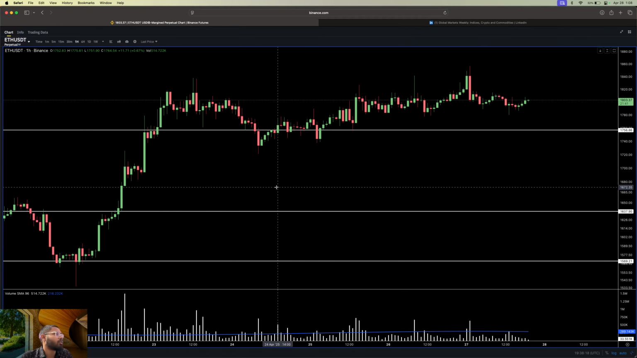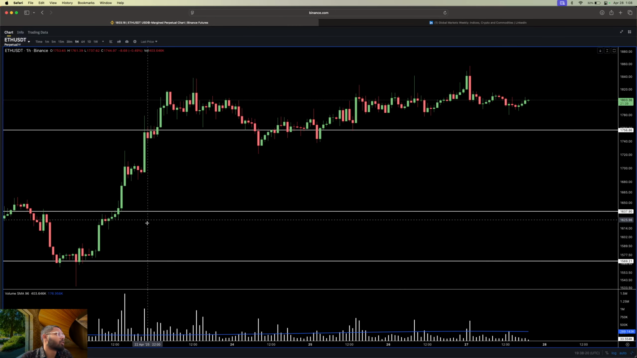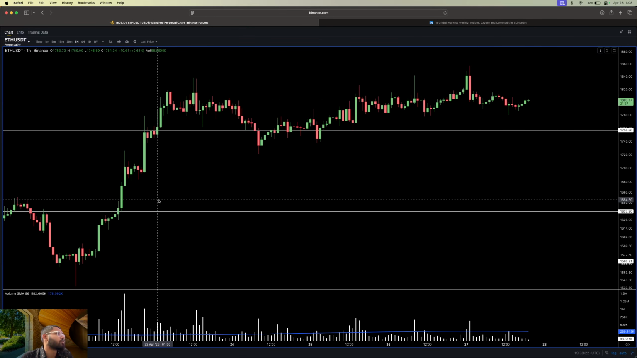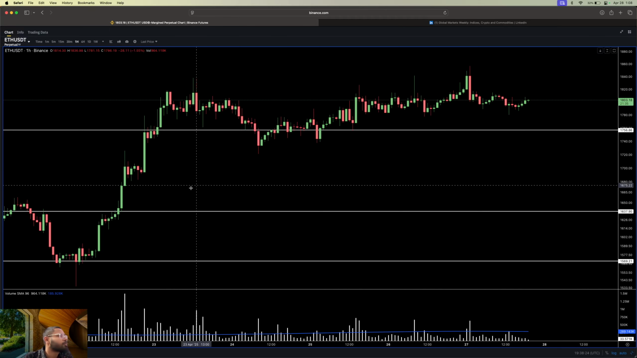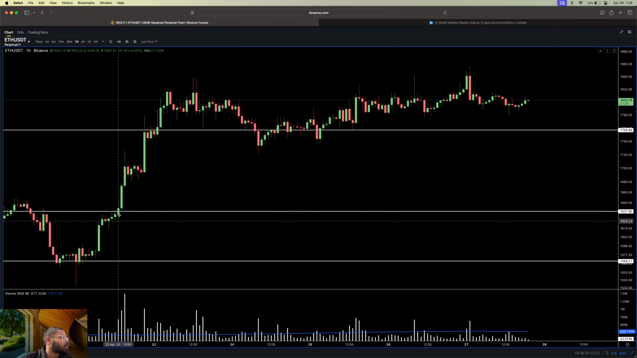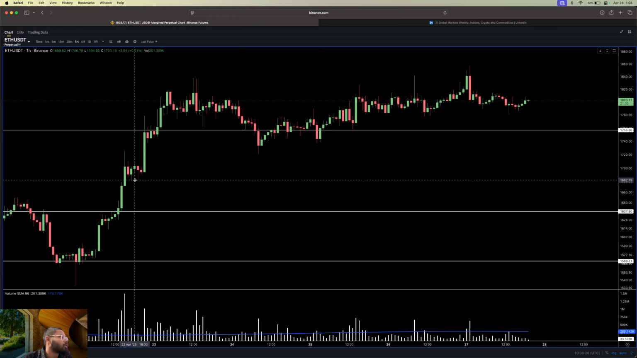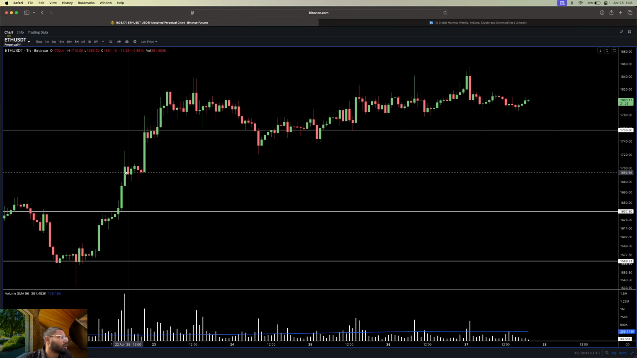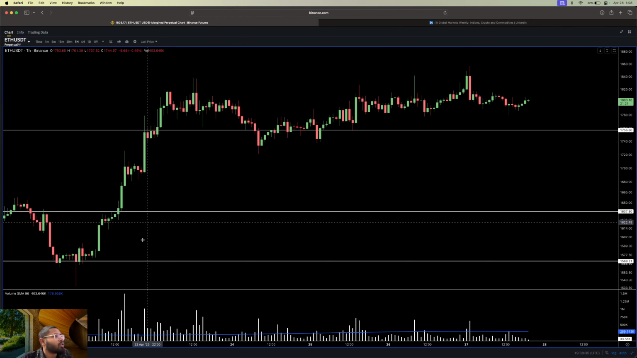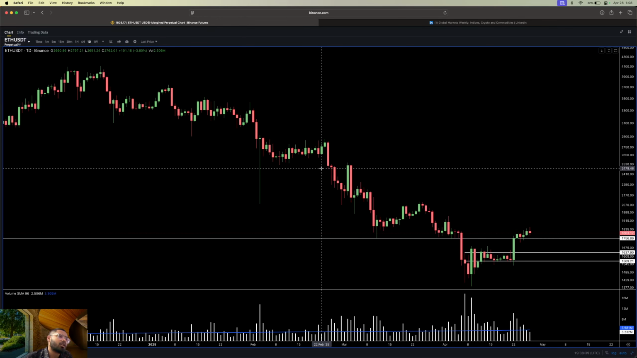And actually, we have got above it with nice volumes. And the red volumes, you can say that the retracement was with pretty much less volume. So this move might sustain and we can see a nice up move in Ethereum.